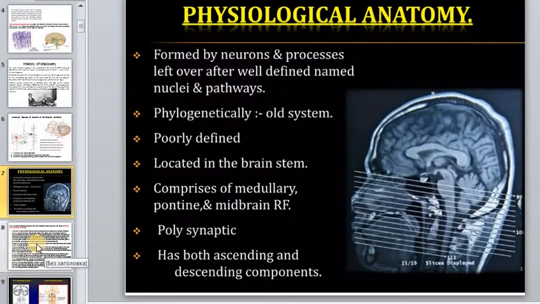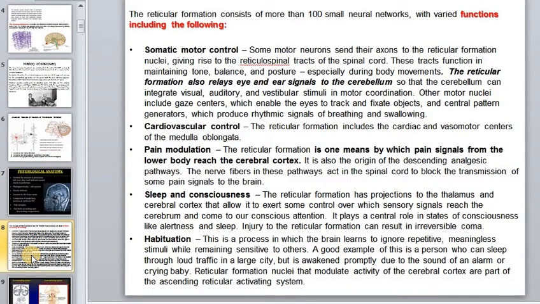It is formed by neurons and processes left over after well-defined named nuclei and pathways. It is a very old system, not new like the cortex of the brain, and purely different. It is located in the brain stem and comprises the medullary, pontine and midbrain reticular formation, is always polysynaptic, and has both ascending and descending components. Now let's sum up the anatomy and move on to the function of the reticular formation.